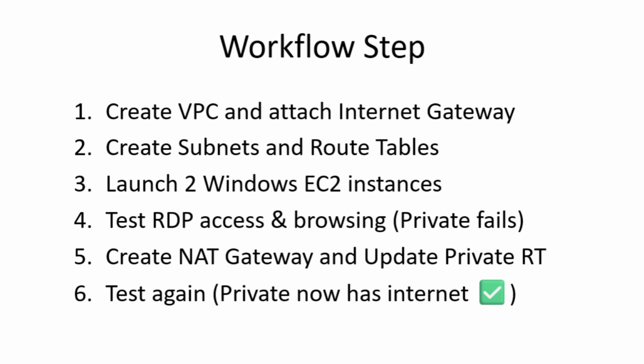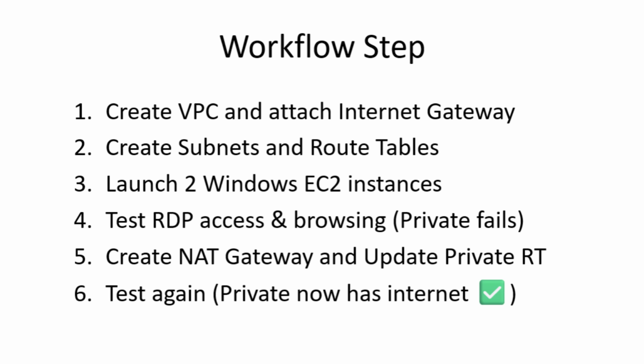This is the workflow we'll follow to set up a NAT Gateway in AWS and test secure internet access for private instances. Step 1. Create VPC and attach Internet Gateway. Create a VPC with CIDR 12.0.0.0/16 and attach an Internet Gateway. This allows the public subnet to communicate with the internet and sets the foundation for our network.